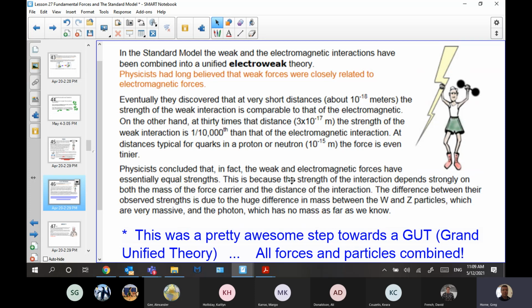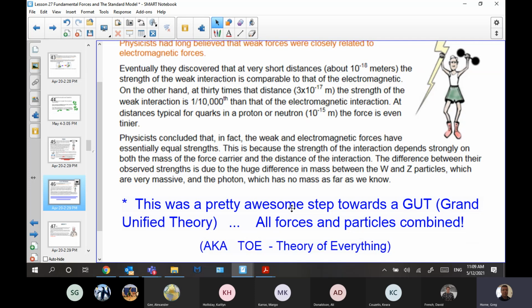Since then, the weak nuclear and the electromagnetic were combined into electroweak, which, like I said, is a huge step. If they can manage to lump gravity into that too, then you've got a theory that describes everything.